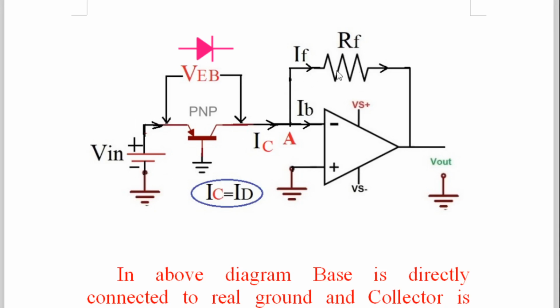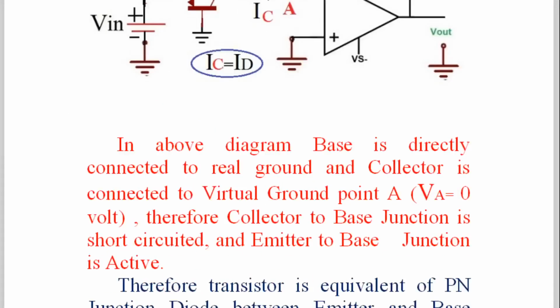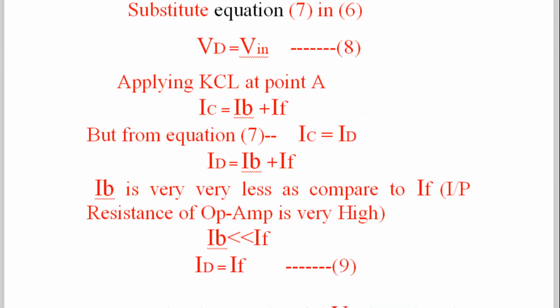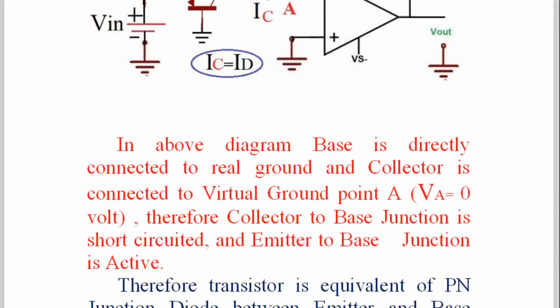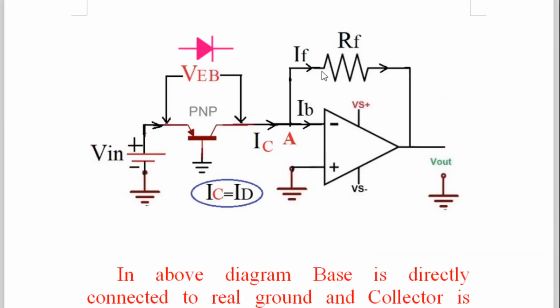Now why are we going in this path? Because we want to derive the output voltage. So we want to go to the output. After this you come over here. So that is the way to remember. Now KCL is over. So now let us write the equation for VRF by using the logic of potential difference between VA and Vout. So let us see here. VRF: on the left hand side there is VA, on the right hand side there is Vout.